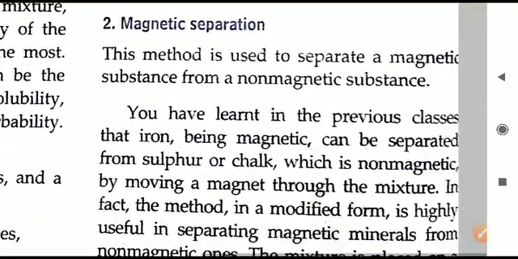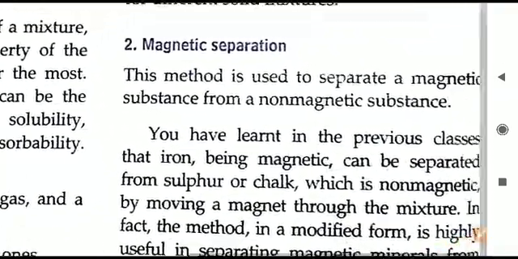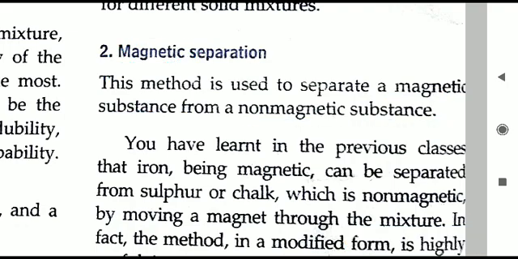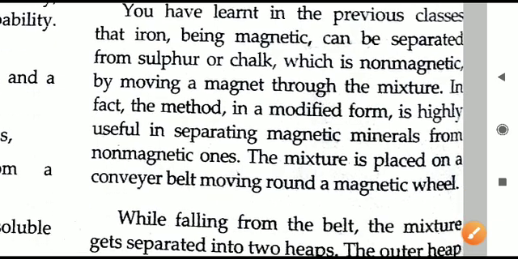Next one, now magnetic separation. The name itself is telling: magnetic means what? We can separate magnetic substances from non-magnetic substances. So this is the principle that is given. It is used to separate a magnetic substance from a non-magnetic substance. Let us now see an example of this.